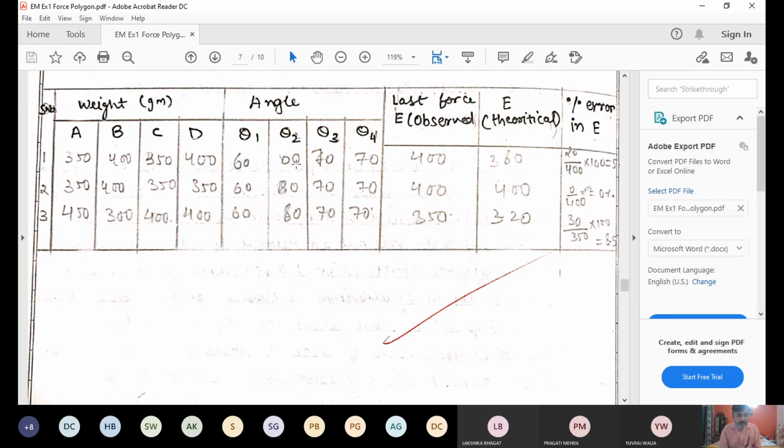On the tables, we have to calculate the value from the tables, experimentally. The angle theta 3 is given to you as 70 degrees. The angle theta 4 is 70 degrees. And the last force is 400 degrees. The theoretical value is 260 degrees, and we have to calculate the percentage error.